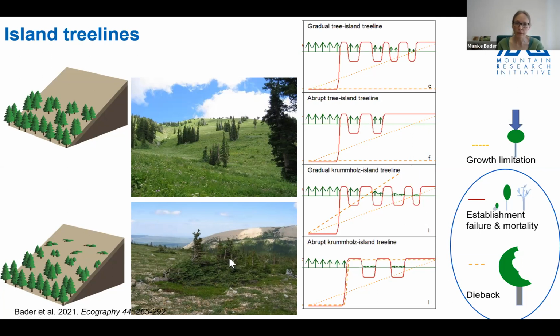So for the island pattern, the important point is mortality. So mortality in between the islands. But for the Krummholz islands, of course, their dieback is also very important.